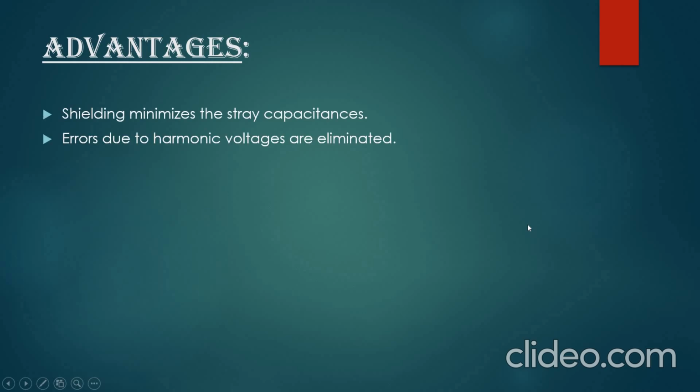Loading on the source is negligible. The meter will not consume any power from the source. The capacitive ratio is independent of frequency, so the frequency effect will be negligible. Moreover, results are very accurate. The effect of stray capacitance may be made constant in a capacitive divider by shielding the potential divider, and hence an allowance can be made for it. Errors due to harmonic voltages are eliminated.